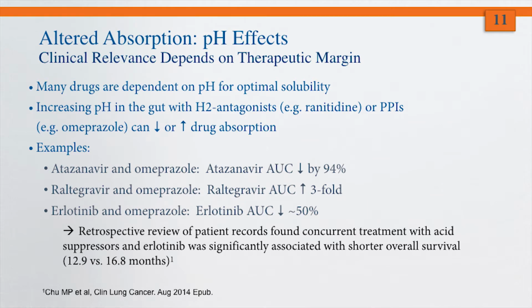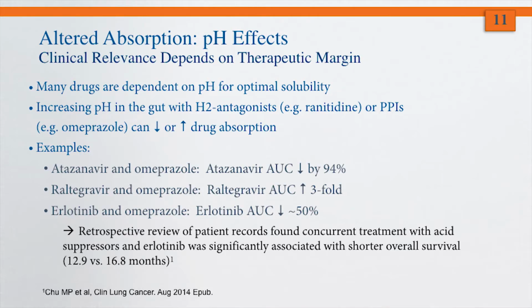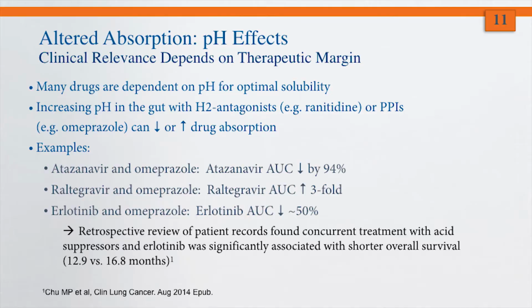Another example here is orlatinib, which is an anti-cancer agent. It's used to treat pancreatic cancer and non-small cell lung cancer. Now, with proton pump inhibitors, we saw a 50% decrease in the exposure of the drug, which on first glance might leave you with the impression that that's not particularly clinically relevant. However, a retrospective review went back and looked at patient records and found that those individuals that were on a concomitant acid-suppressing agent, such as a proton pump inhibitor, actually had shorter overall survival of nearly 4 months after accounting for all other covariates that could have contributed.